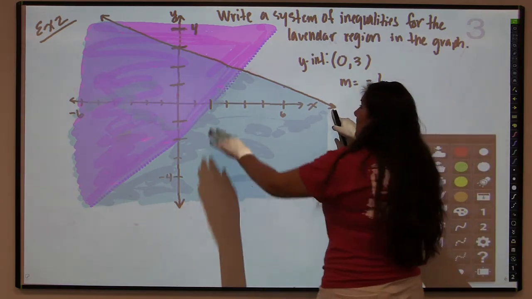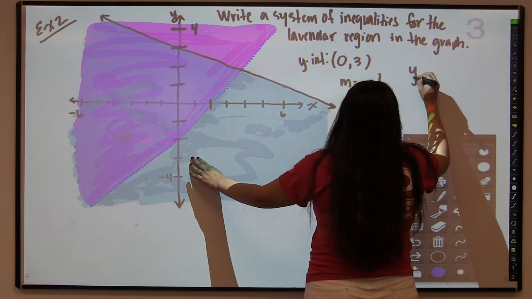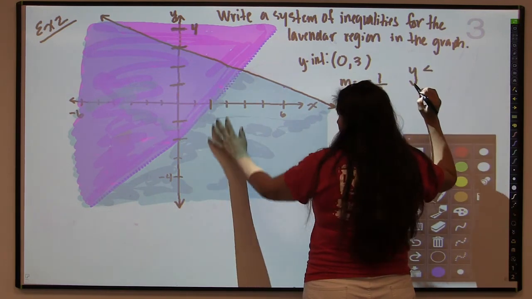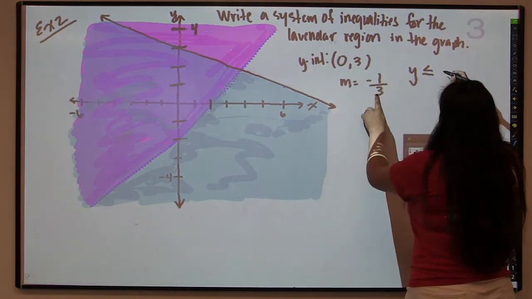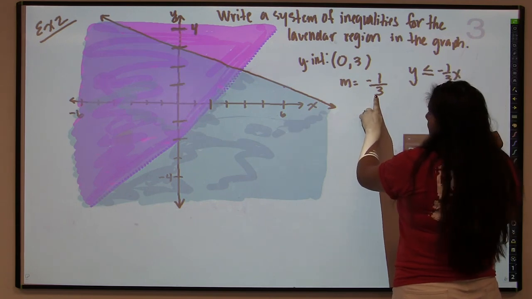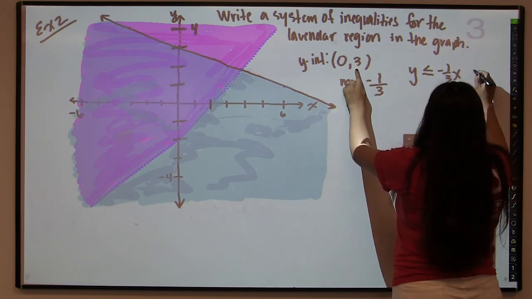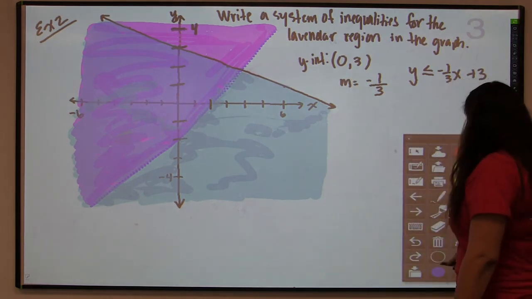And I know that the shading is below the black line. So that's going to tell me y less than because it's below. It's going to be an equal to because it's solid. My slope is -1/3 x. And then my y-intercept is 3. So that is the first equation for the black line.